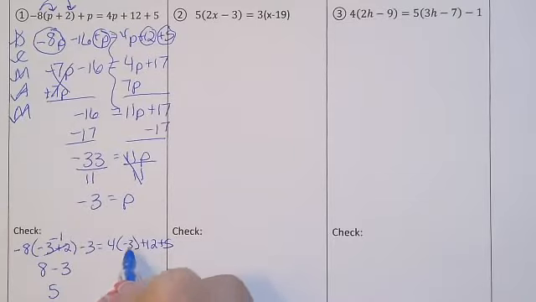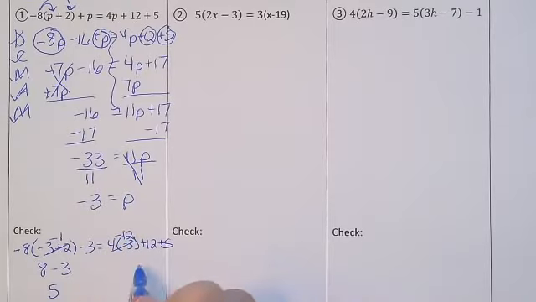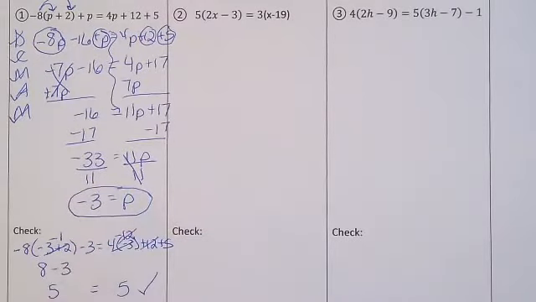Okay, let's look at this side. 4 times -3 is -12. -12 and 12 cancel out, and I'm left with 5. 5 does equal 5, so that means that -3 equals p.